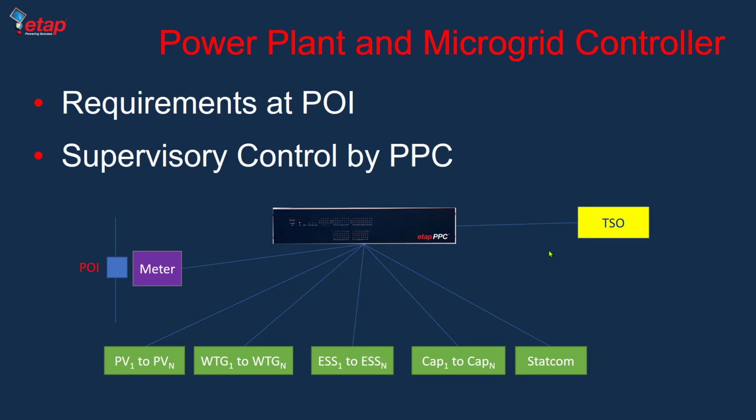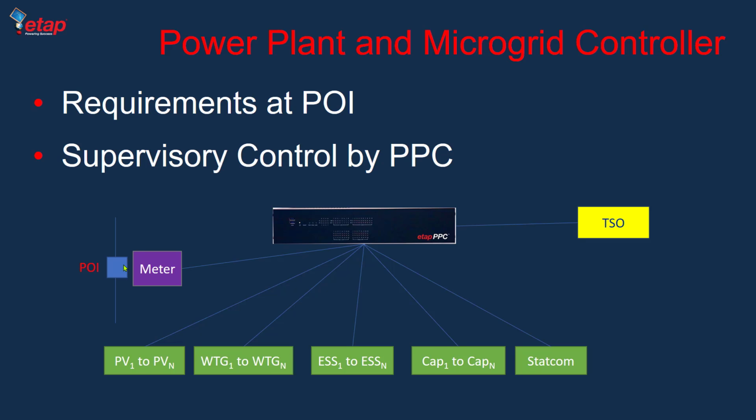Now, when it comes to the microgrid application or power plant control application, most of the requirements defined by grid codes are at the point of interconnection. So at the point of interconnection, the plant needs to meet certain requirements. That's why when we do the study, we want to see whether the entire system as a whole, let's say for a microgrid or power plant, meets certain requirements.